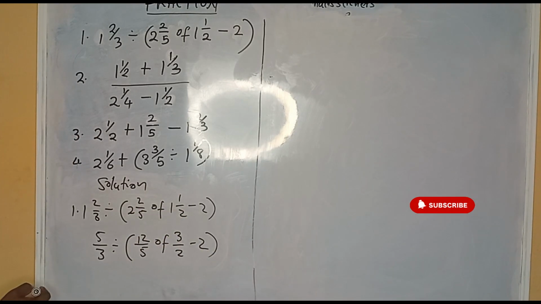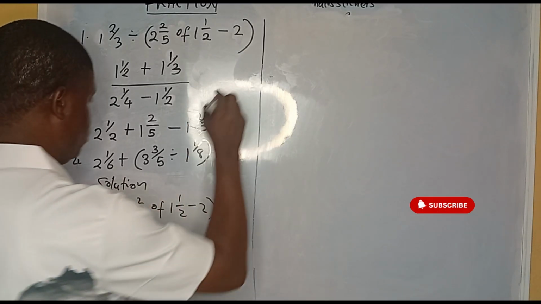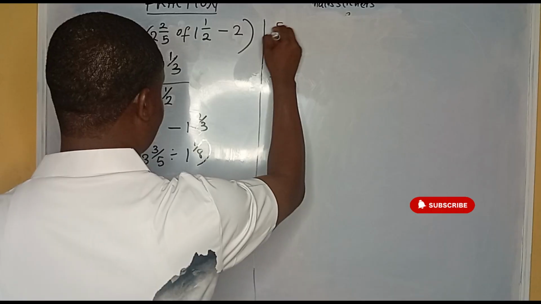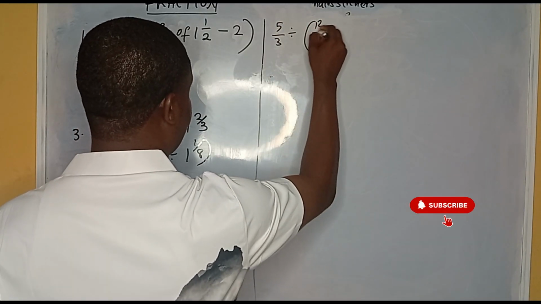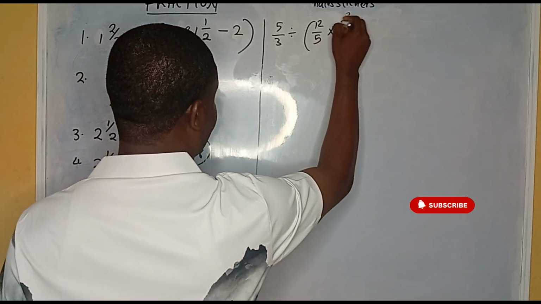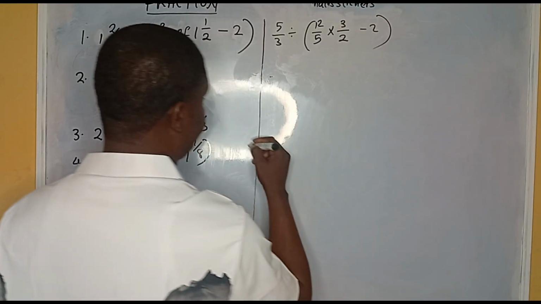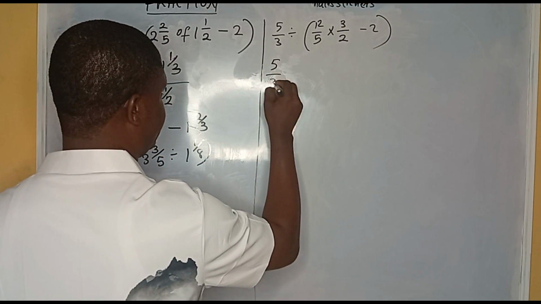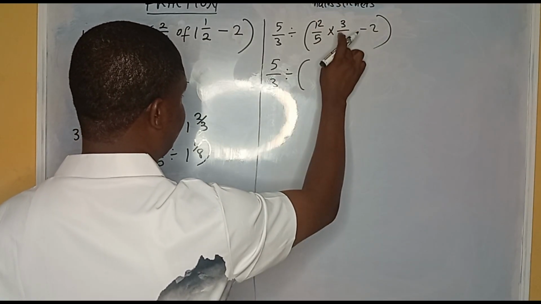Okay, so we are going to apply our BODMAS, and from BODMAS we have bracket first. So we're going to be solving everything inside the bracket first before any other thing. So we're going to have 5 over 3 divided by 12 over 5. Of means times. So we're going to have times 3 over 2, minus 2. So this will give us 5 over 3 divided by 12 over 5 times 3 over 2.